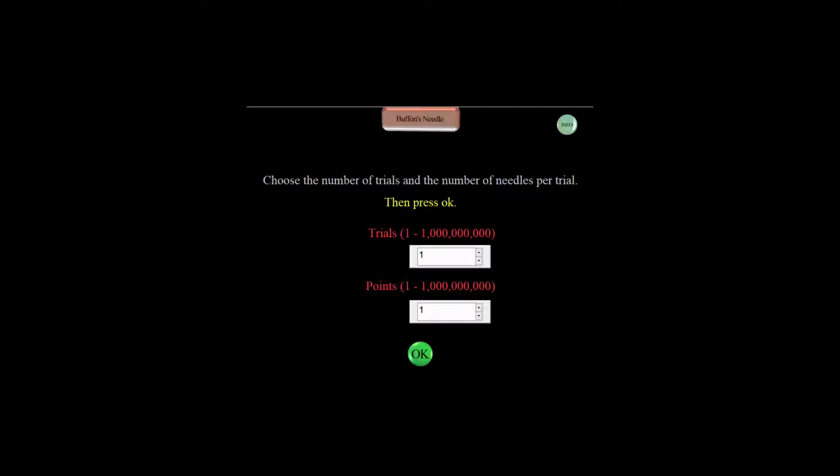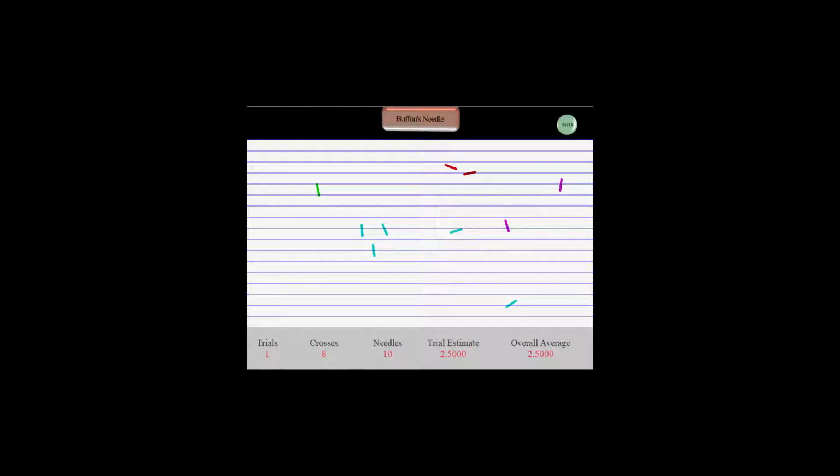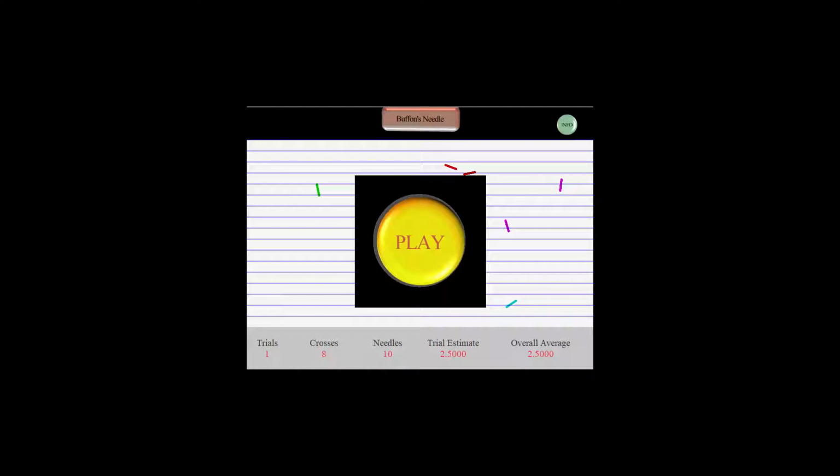Let's look at this simulation program that I've developed to see the effect of using a different number of needles. Let's start with 10 needles. So with 10 needles, 8 of them have crossed over a parallel line, and the estimate using our formula is about 2.5. Remember, we're aiming for about 3.142.